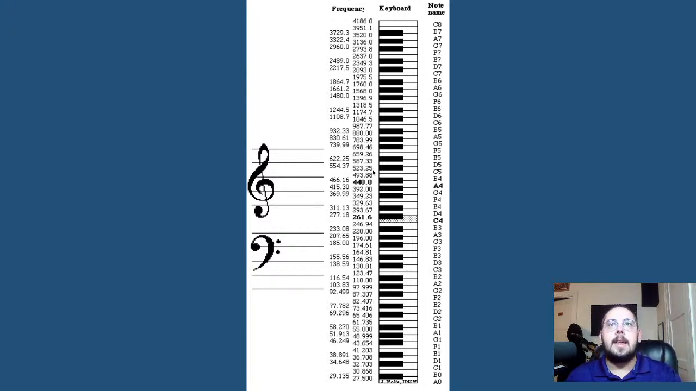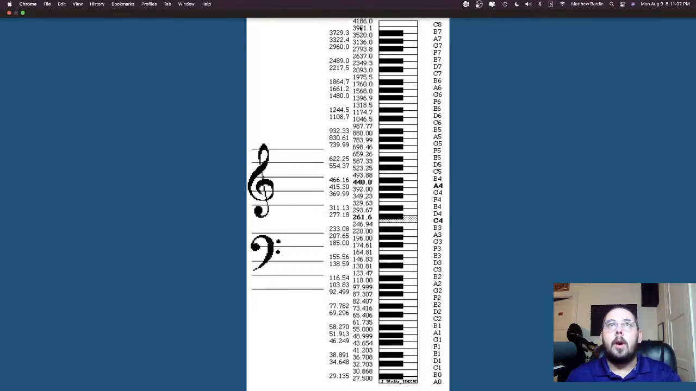So you can see that as we go, we start off at 27.5 on the very lowest note of the piano, all the way up to 4,186 on the highest note, again increasing exponentially.